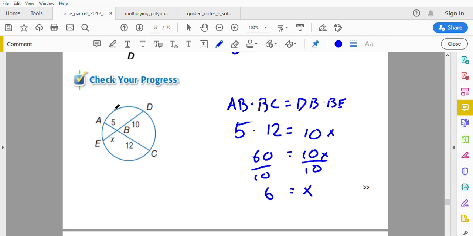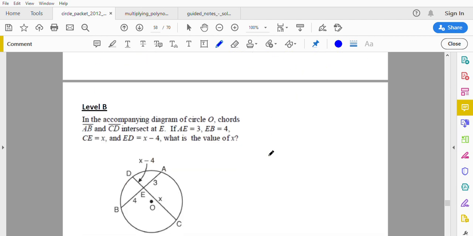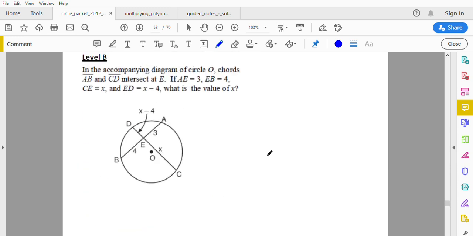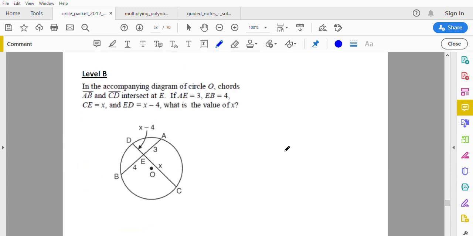Okay, just make sure you're answering the question that they're asking. If they want to know how long this chord is, 10 plus 6 is 16. Notice that that does not necessarily mean that these things are congruent to each other, just essentially that they are going to be proportional. Okay, if we go ahead and take this to the next level, again, what do we have?